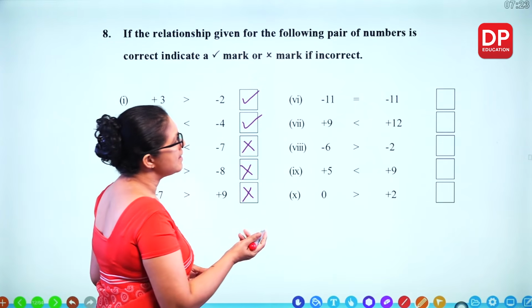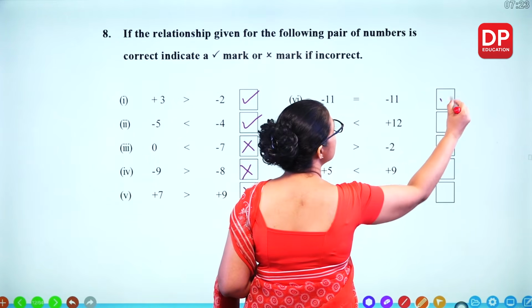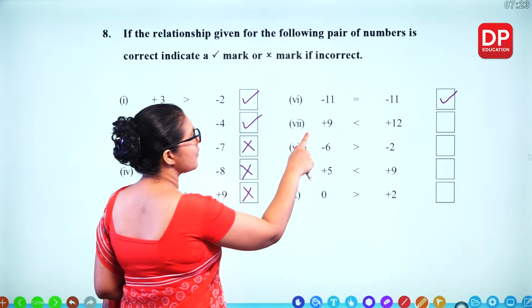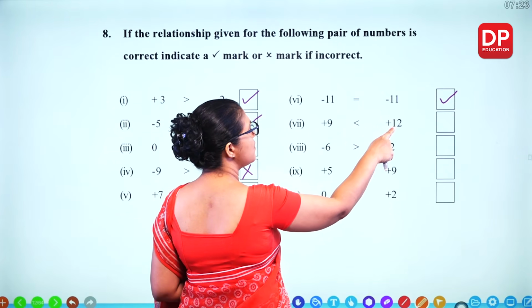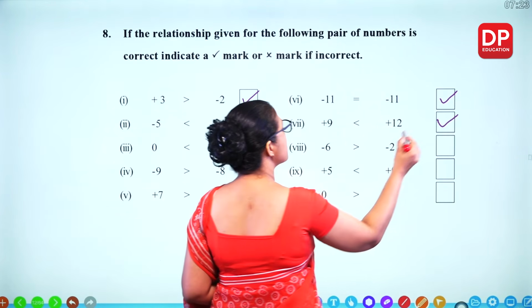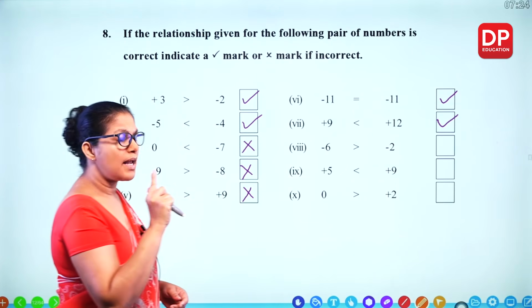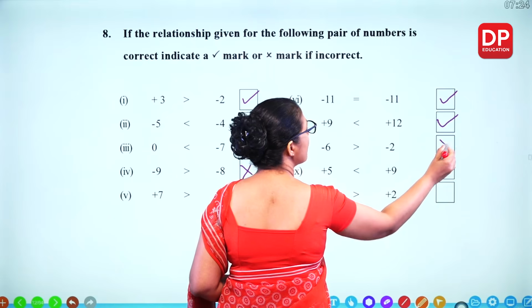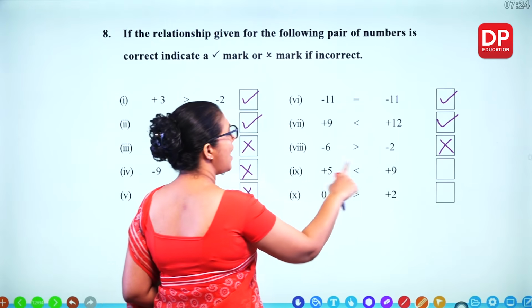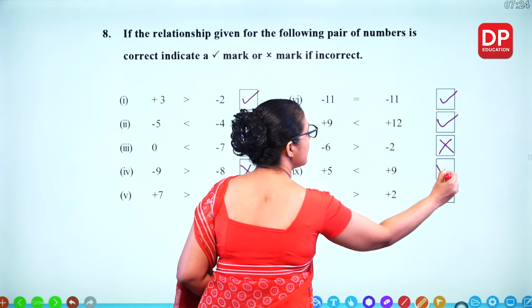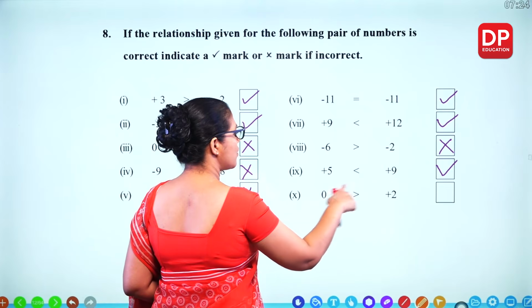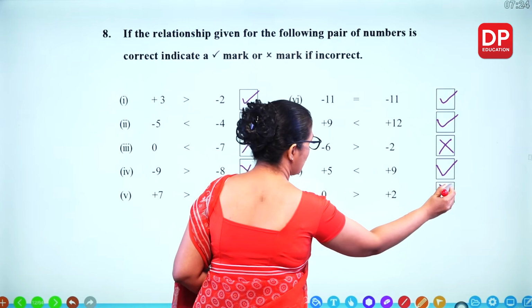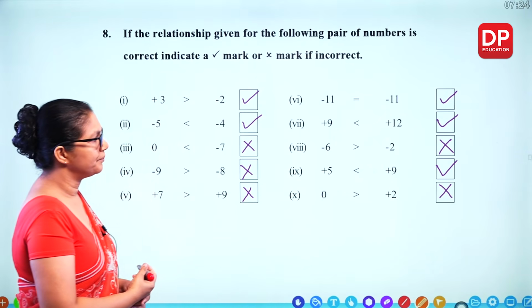Minus 11, minus 11, both are equal. That's correct. 9 and 12. 12 is bigger. That's correct. Minus 6 and minus 2. Minus 2 is bigger. That's wrong. 5 and 9. 9 is bigger. That's correct. 0 and 2. 2 is bigger. So that's wrong.